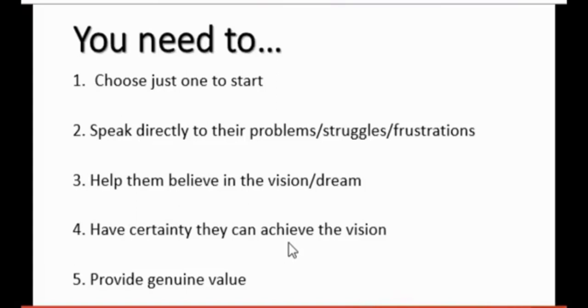And then you also need to help them believe in the vision. So a lot of people are going to be coming across you with so many fears and doubts, and they're going to have a lack of belief in themselves. They're going to perceive that the people around them don't even believe in them. So you need to be the person that has a clear vision for them. You know what the dream is, and you believe that they can actually achieve that dream, and you need to communicate that through your content.